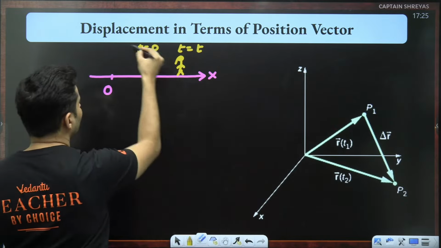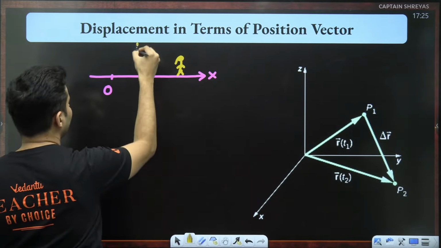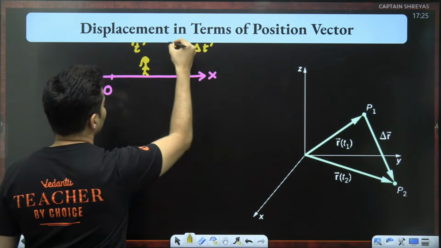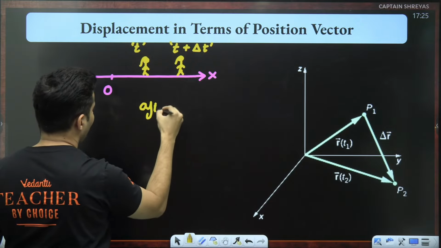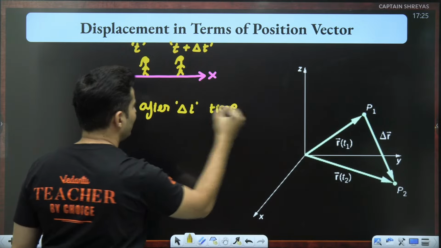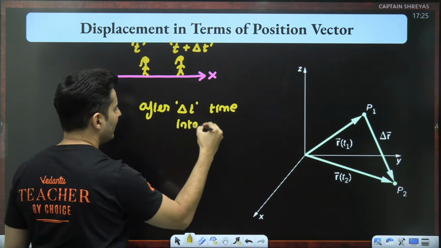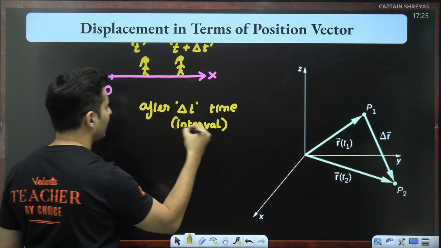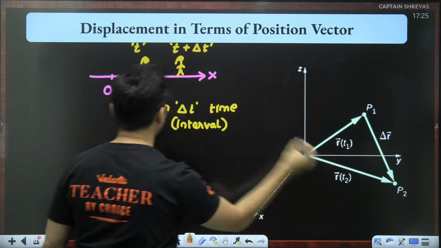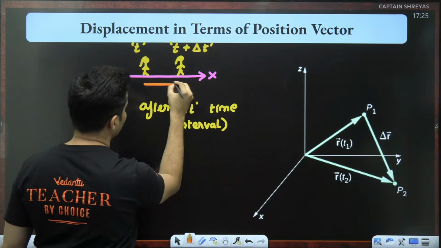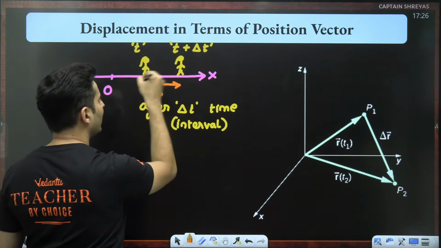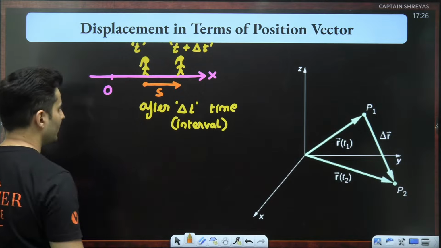Sometimes people also like to write it like this. This is at time t, at some instant. This is at time t plus delta t. So this is after delta t time. This is basically an interval of time. Champa has moved this much. So obviously the displacement of Champa would be this much. This is the displacement. It's a vector. It always starts from original or initial to the current or the final location.